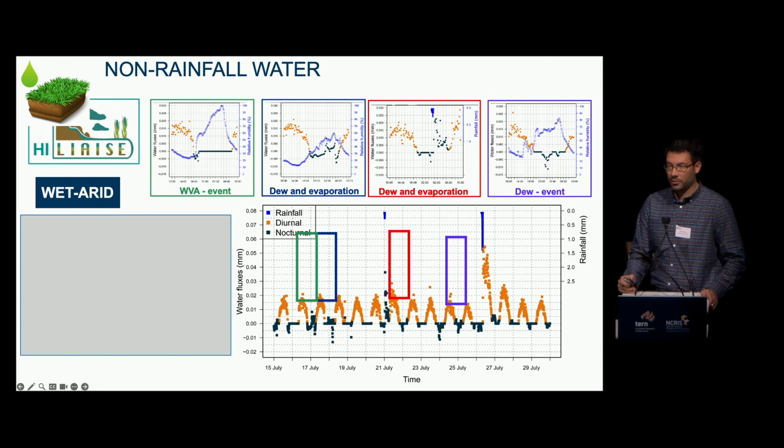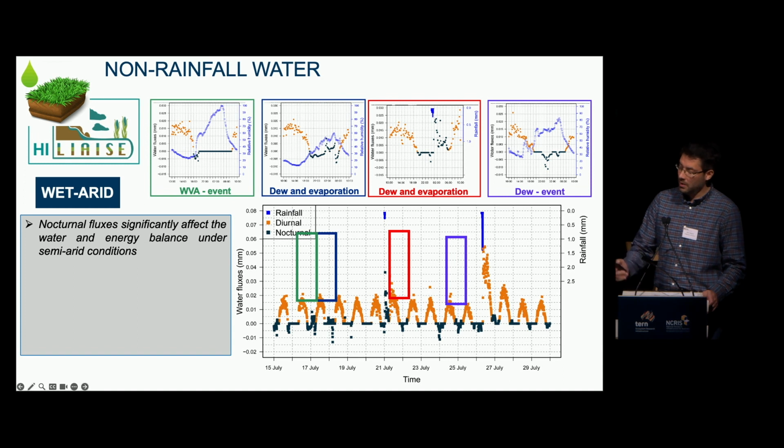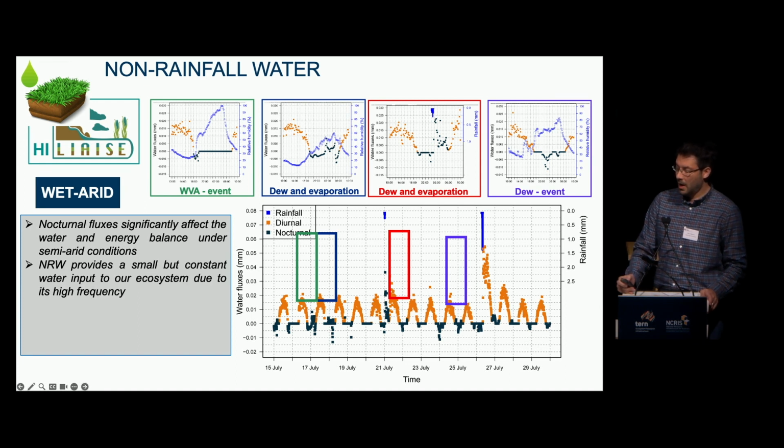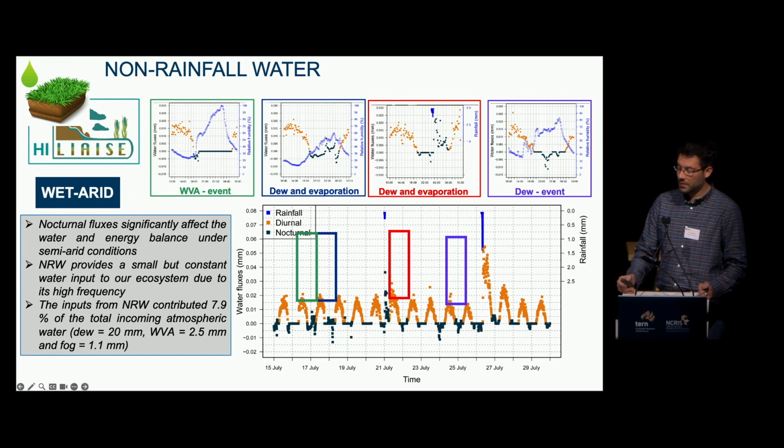And the last thing I want to show, maybe for some people that work in more arid environments, especially now here in Australia: we noticed in Spain that there are nocturnal fluxes which significantly affect water and energy balances. Non-rainfall water provides small but consistent water inputs to our ecosystem. We noticed that the inputs were around 8% of total atmospheric water. Dew was 20 millimeters in our water balance, which is quite substantial in that case.